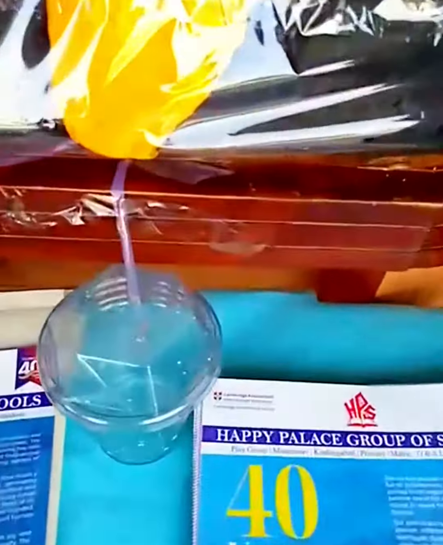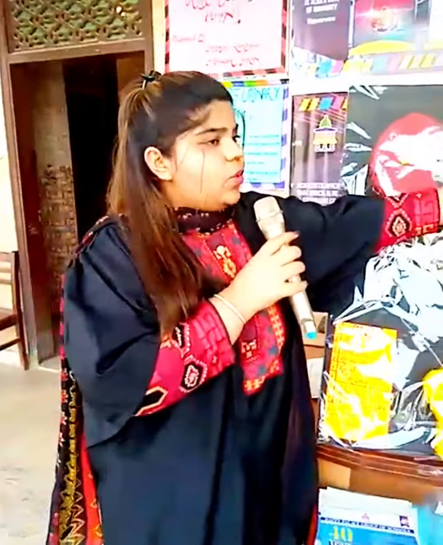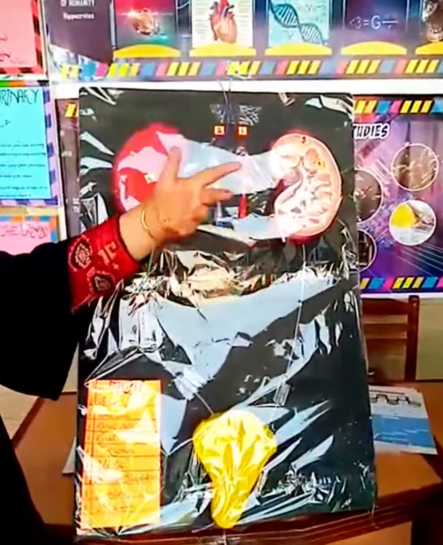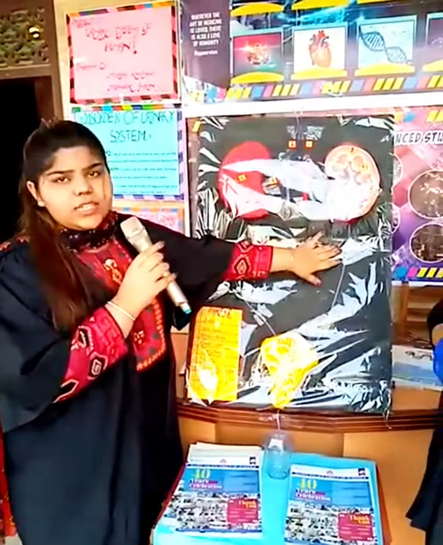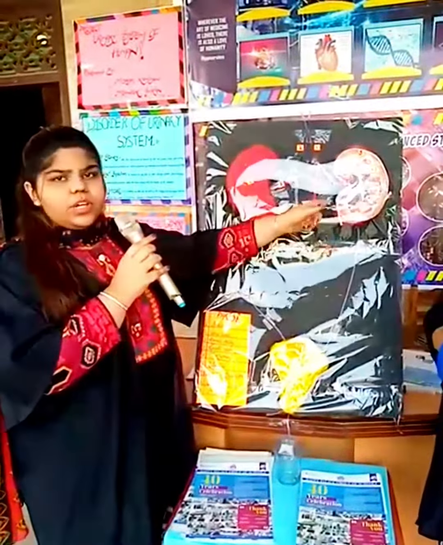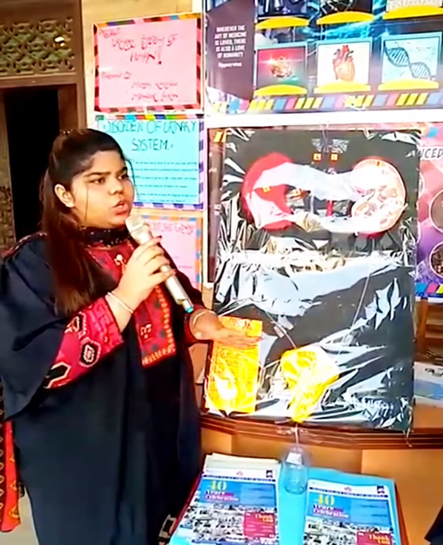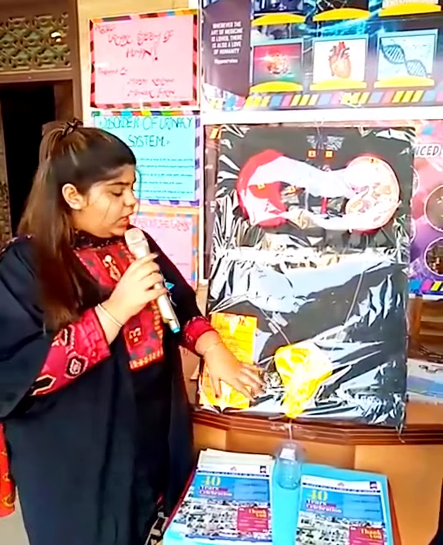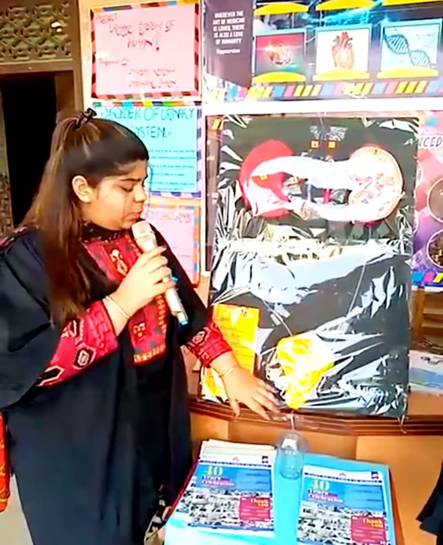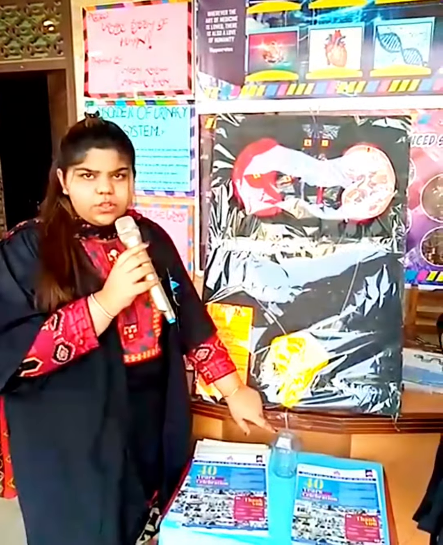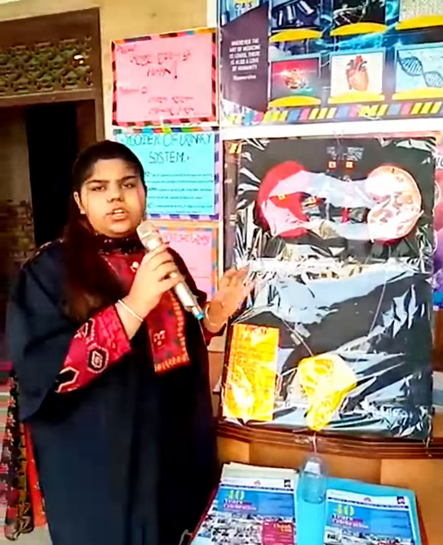As you can see, when we pass the water through these arteries and veins, it goes to the kidney, which filters out the waste product in the form of urine. Then a tube, the ureter, carries urine from the kidney to the bladder. The bladder stores urine for a long or short period, depending upon the amount of urine, and then excretes it out from the body. This whole process is called the urinary system.